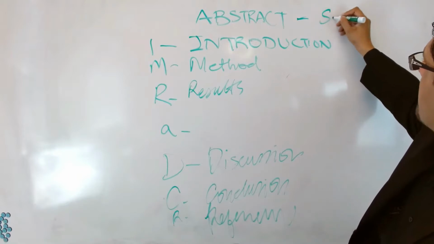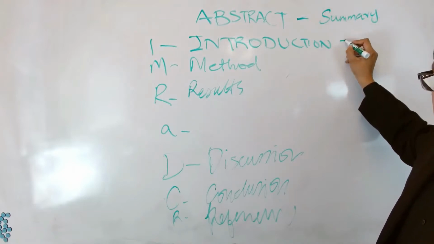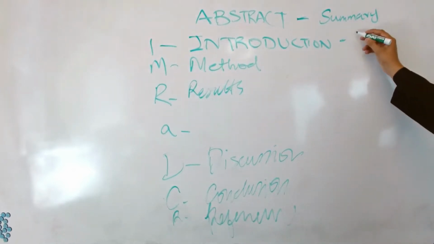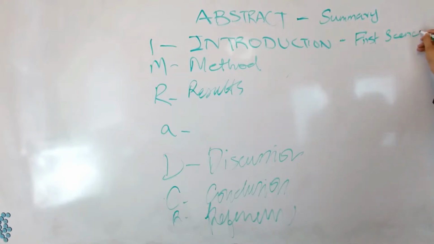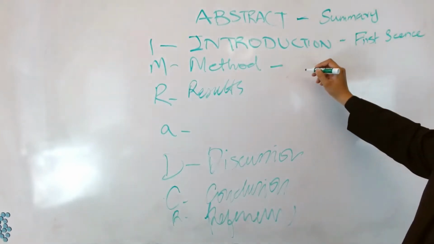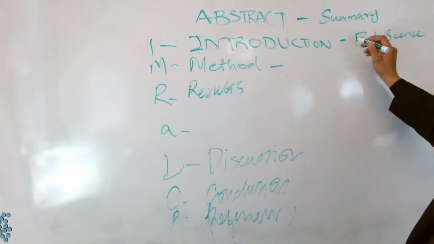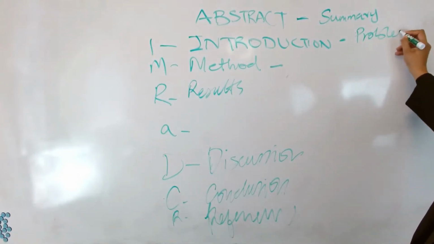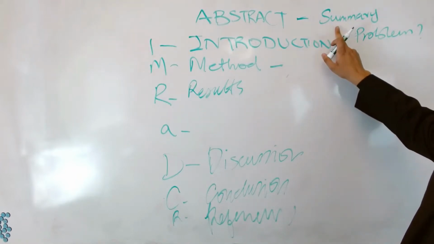First of all, abstract. You should know each part of your paper, what each part means. Abstract, write it down. Abstract is the summary. Introduction is the first few scenes of your movie. Or let's say, what is the problem? We'll come to that in an example of a movie. So abstract is a summary.